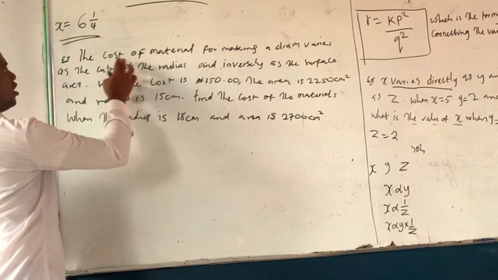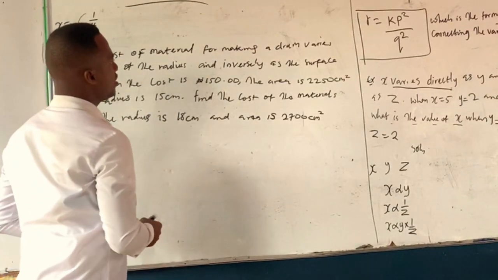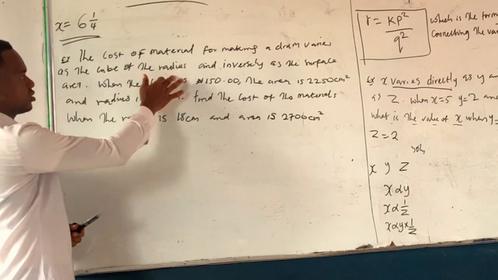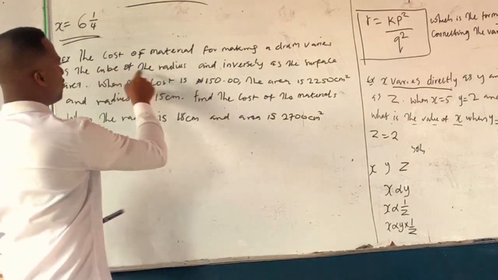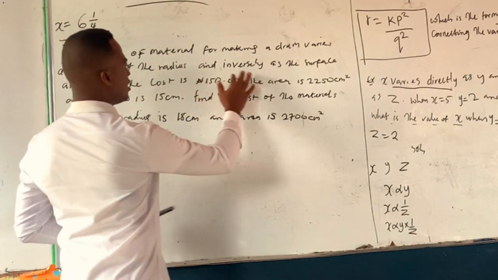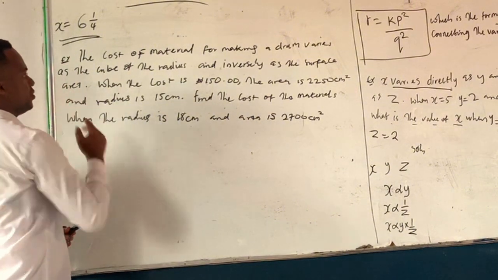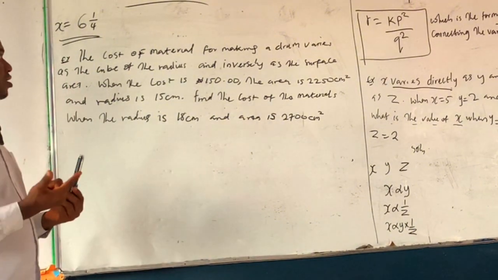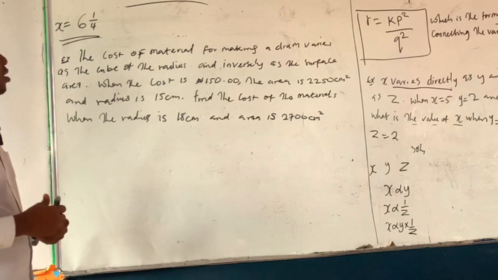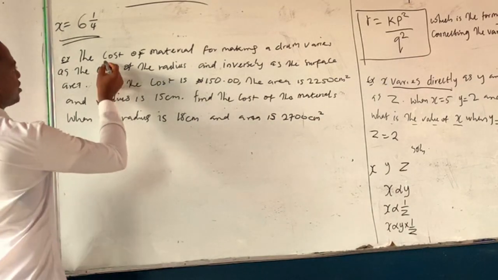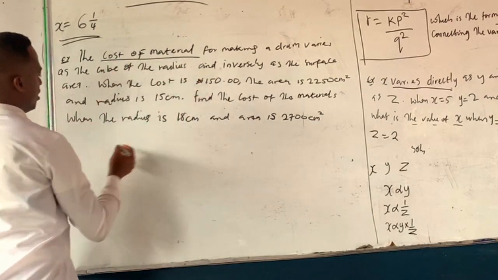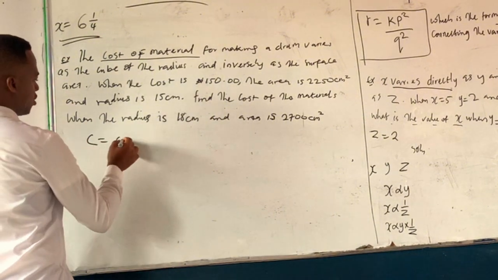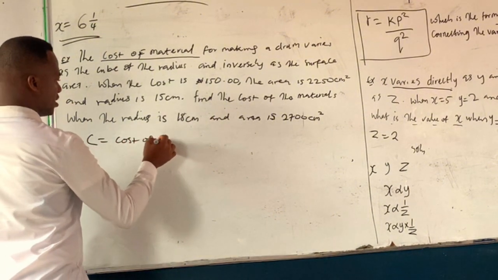The cost of material for making a drum varies as the cube of radius, so let's note cube of radius, and inversely as the surface area. So the first thing we're going to do here is to pick out or assume variables. They didn't say x, y, but let's just assume some letters. Since this is cost of material, let's use C for cost of material, okay?